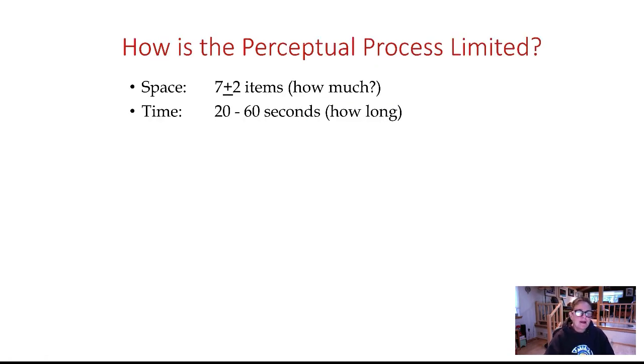The perceptual process is a limited process, and so is short-term memory. We say it's limited in terms of how much space it has, and the limit is approximately 7 plus or minus 2 items. What does that mean? It means about 5 to 7 items that we can process at any given minute.